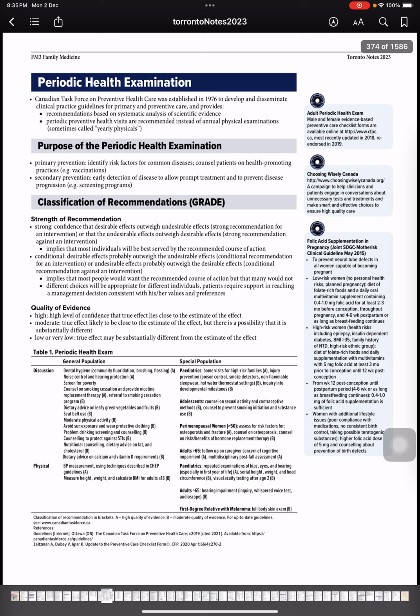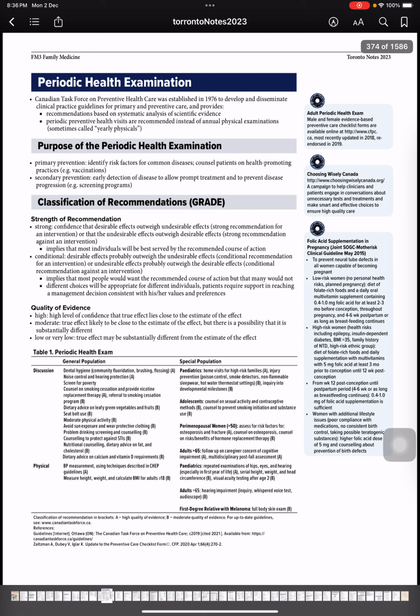Identify risk factors for common diseases, counsel patients on health promotion practices. Secondary prevention is early detection of the disease to allow prompt treatment and to prevent disease progression. So early detection and preventing the disease progression, okay? Detection is screening, which is secondary prevention. Primary prevention is vaccination. Now, this is a great classification of recommendation. You don't need to go through that.